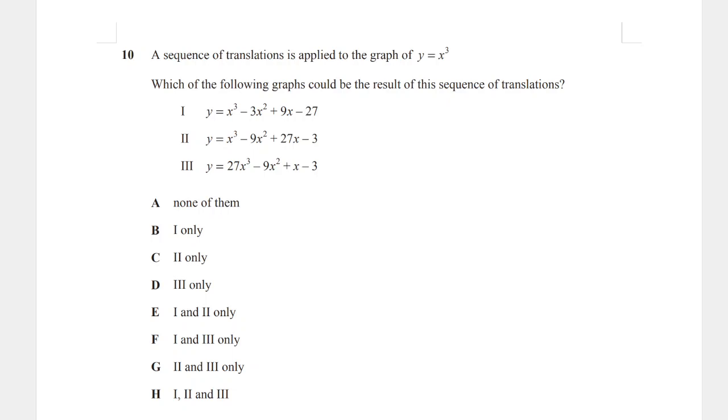Okay, question 10. A sequence of translations is applied to the graph of y equals x cubed. Which of the following graphs could be the result of the sequence of translations? Cool. So now we're restricted to translations, all right? Make sure you don't misread the question as transformations.